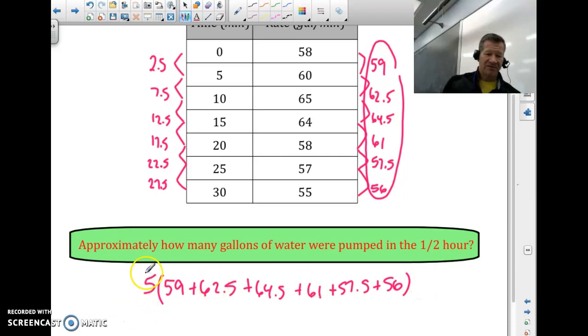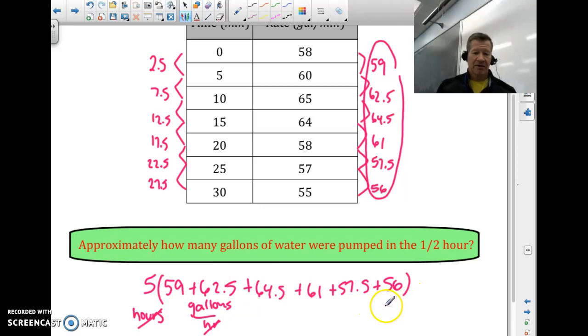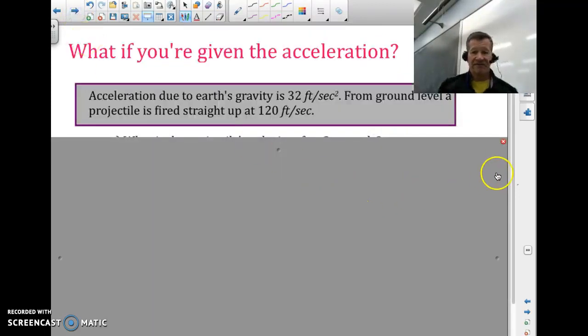Why is it number of gallons pumped? Because the 5 is in hours, and all these heights are in gallons per hour. So that'll give us a total number of gallons. Okay? I'll leave that to you to add them up and figure out what that value would be. Notice that didn't involve velocity and acceleration, that involves something else. But now back to velocity and acceleration.